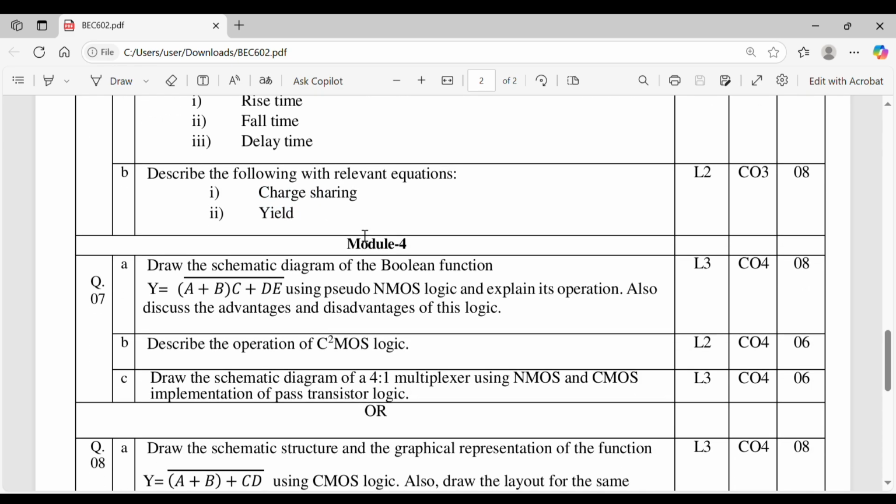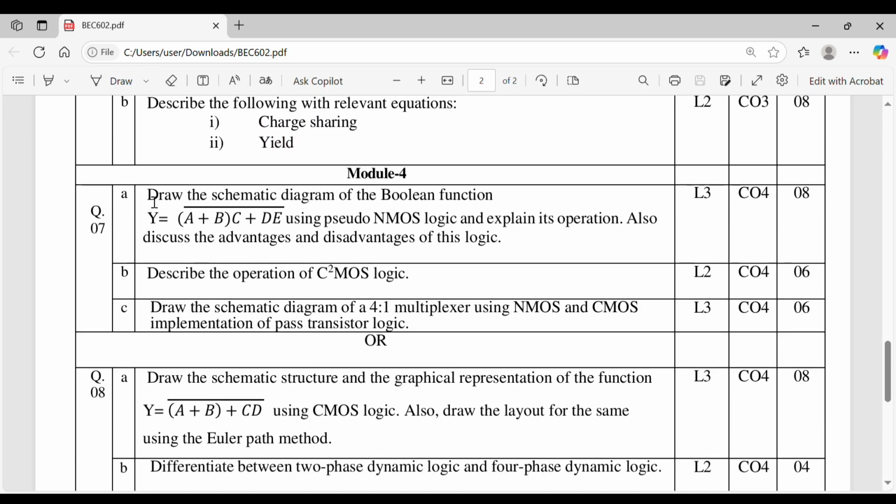In module 4, 7A question, draw the schematic diagram of the Boolean function y equal to A plus B into C plus D into E whole bar using the pseudo NMOS logic and explain its operations. Also discuss the advantages and disadvantages of this logic. This question is there for sure in the examination.